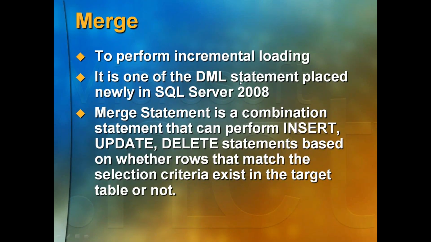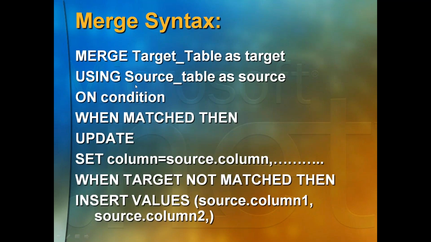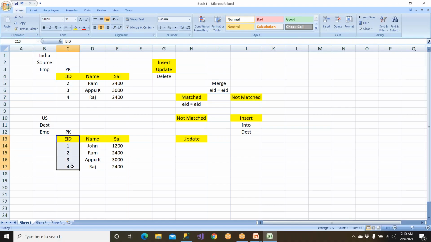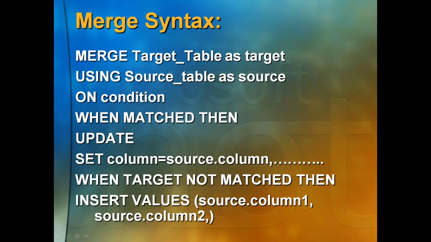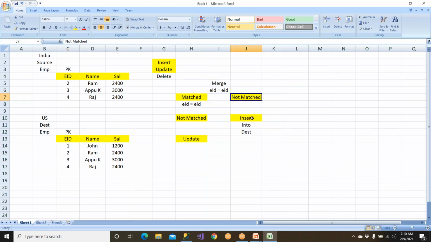Clear? To perform the incremental loading, the merge statement is a combination of insert, update, delete statements based on whether the rows that match the selection criteria exist in the target table or not. So I told you, merge target table as target using the source table as source on condition when matched. When matched, what is it matched on? This primary key we need to use. When it is matched, you do something. When not matched, you do something else. Clear? So when not matched, we're going to be inserting. When matched, we're going to be updating, and we're going to create one more condition in between. Clear?